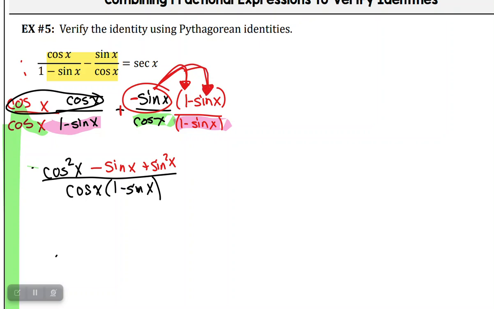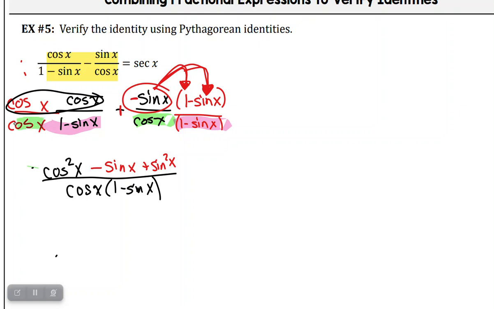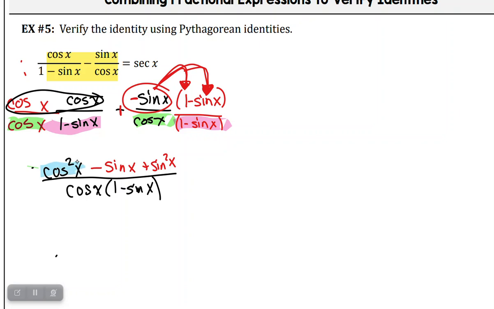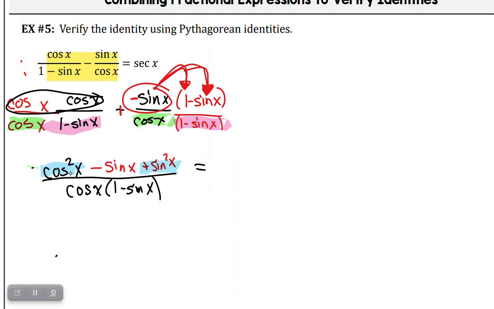So now look at the numerator. Is there anything that looks familiar from the numerator? And hopefully there is. Do you notice that there is cosine squared x plus sine squared x? That's a Pythagorean identity. It says that sine squared plus cosine squared equals 1. So we're going to replace that with 1.